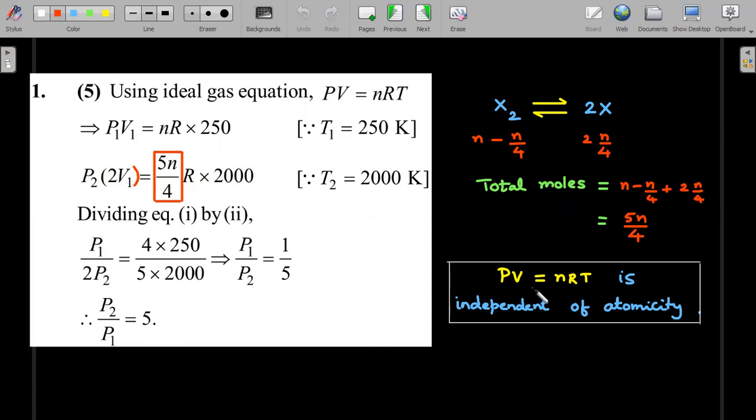You should also realize in this particular question that PV equal to nRT is a gas equation which is independent of atomicity. There are quite a few concepts in KTG, and in this video you will recognize that they are independent of atomicity. That means whether it is a diatomic gas or triatomic gas, it doesn't matter. PV equal to nRT still should hold as long as an ideal gas is taken into account. Okay, so let's move forward.